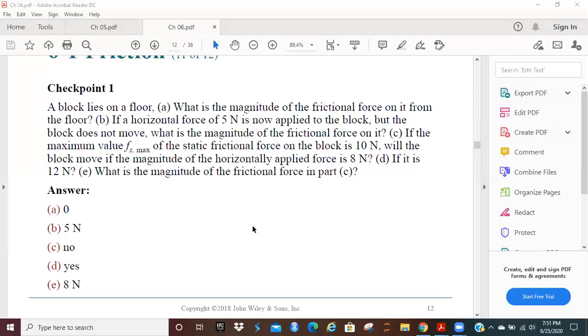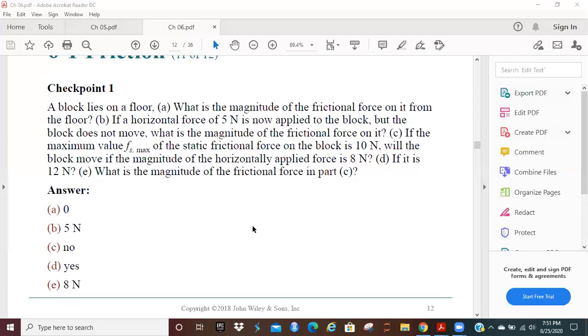What happens if that horizontal force goes from 8 newtons to 12 newtons? Will the block start to move? It will now because it's enough to overcome the static friction. That's absolutely right.